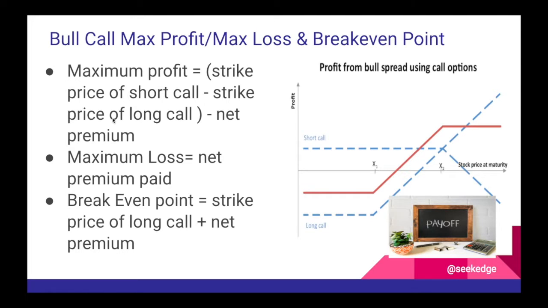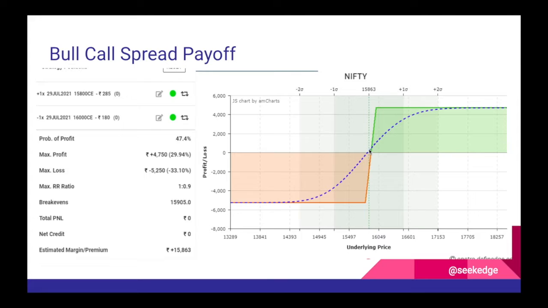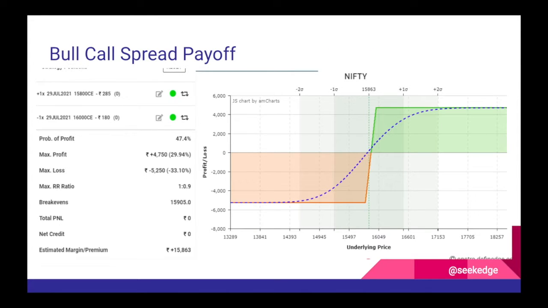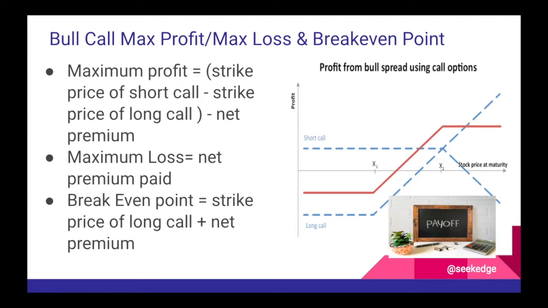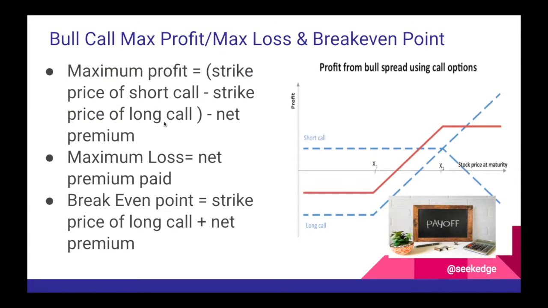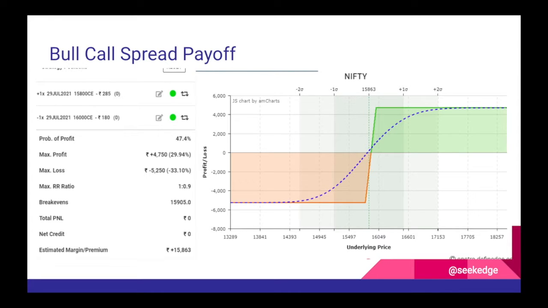The break even point is the point where it is neither a loss nor a profit. How do you find that? We find it by taking the strike price of the long call. Where is the long call? 15,800 is the long call. So the 15,800 strike plus the net premium, which is 285 minus 180. If we add that amount with the 200, we get the maximum loss, which is 5,250.